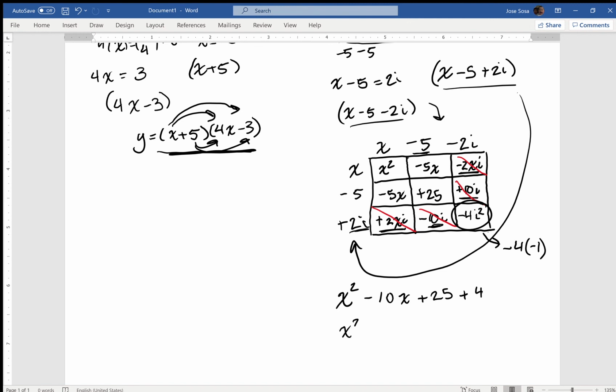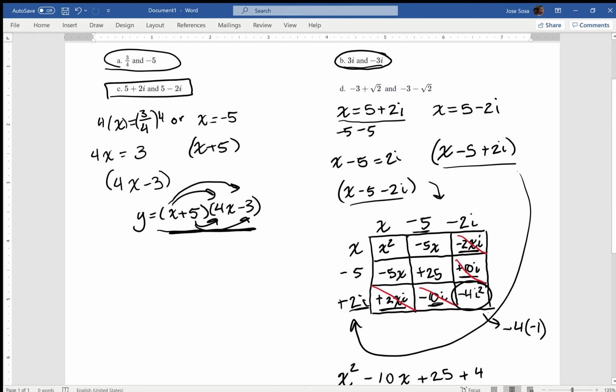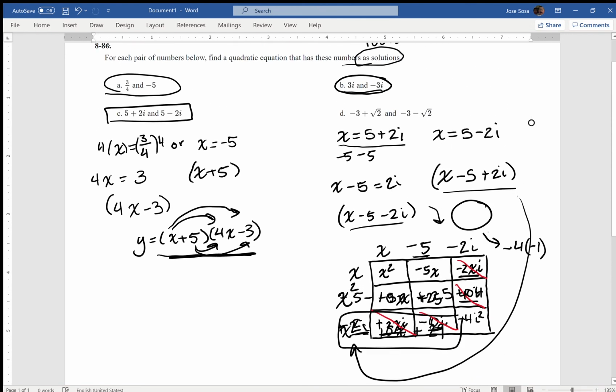So x squared minus 10x plus 29 will be the equation for a polynomial that has these guys as roots or solutions. I hope this helps, guys.